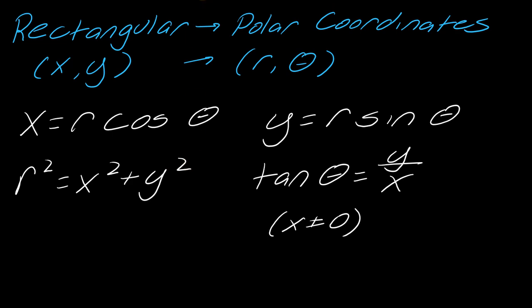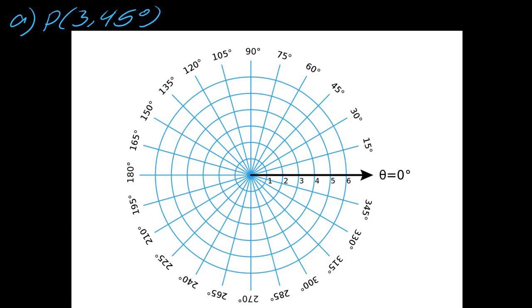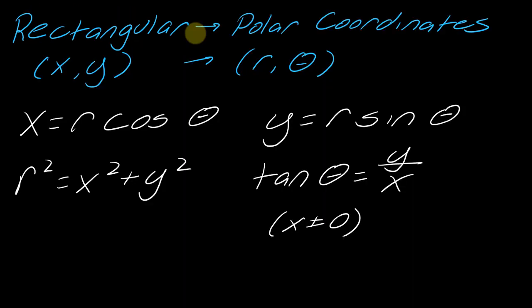Okay, so let's play around with this a little bit. I've got an example here where we're going to plot each point, and then convert the point to rectangular. The first point is 3 and 45 degrees. I want to point something out here. In the rectangular coordinate system, we think of things as x, y. Now, when we're talking polar, we don't have x, y. We have r, theta. You can use r, theta to get you back into the rectangular coordinate system. That's how all of this relates to what we're talking about.